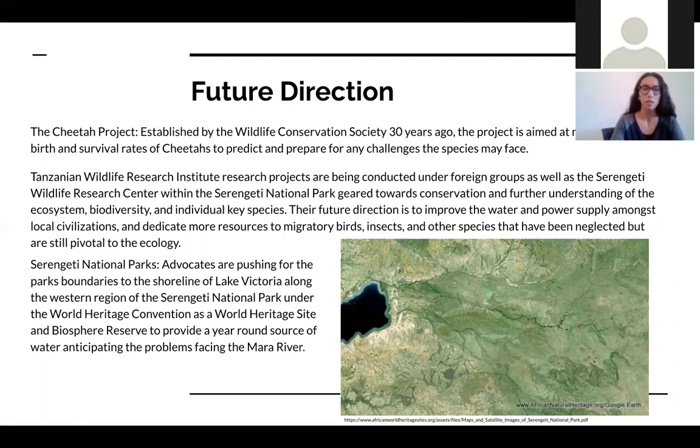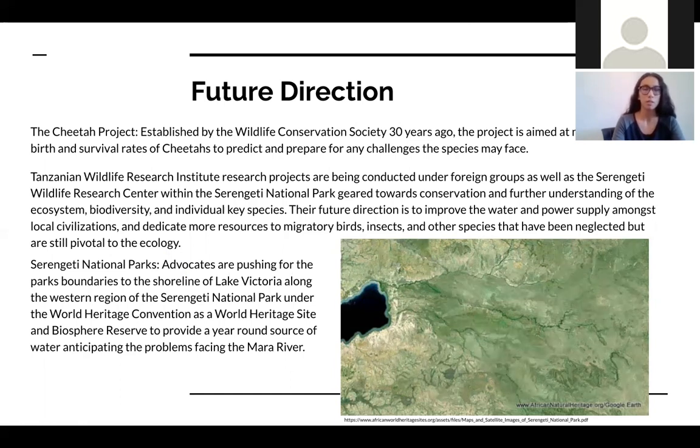Many projects are being conducted under the Tanzanian Wildlife Research Institute by foreign groups, as well as the Serengeti Wildlife Research Center within the Serengeti National Park. They are overall geared towards the conservation and further understanding of the ecosystem, biodiversity, and individual key species known to already be impacted by the threats we have outlined in this presentation.